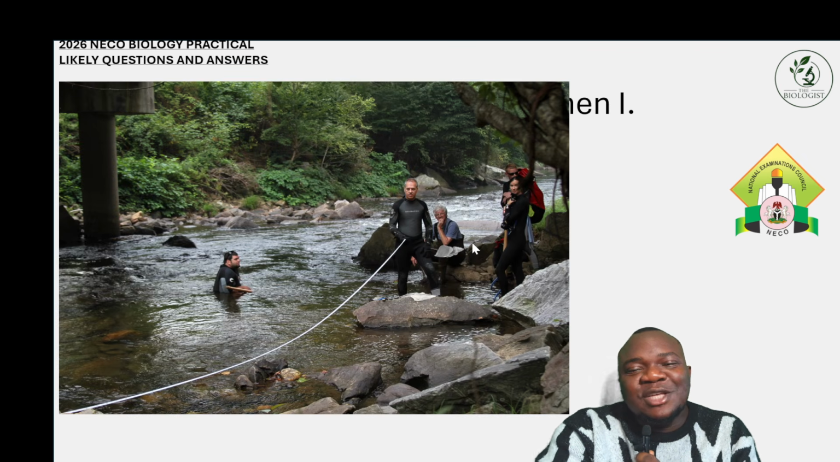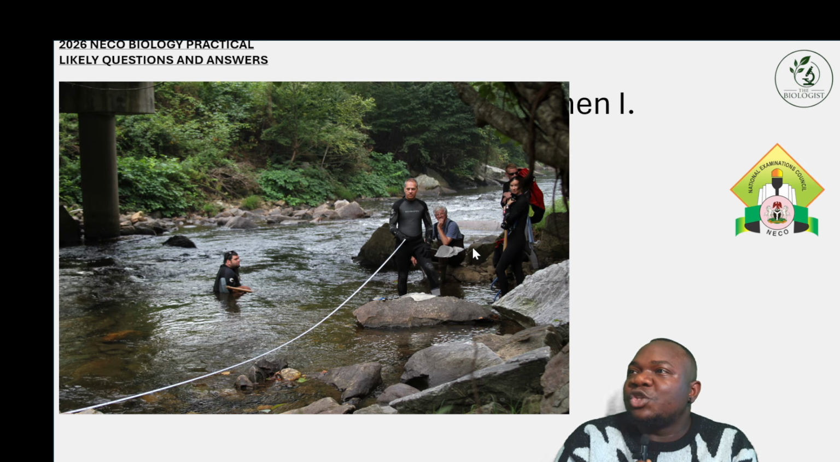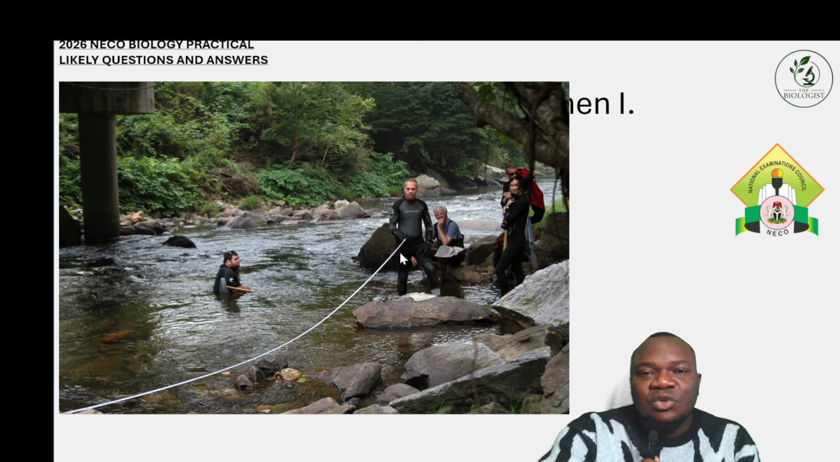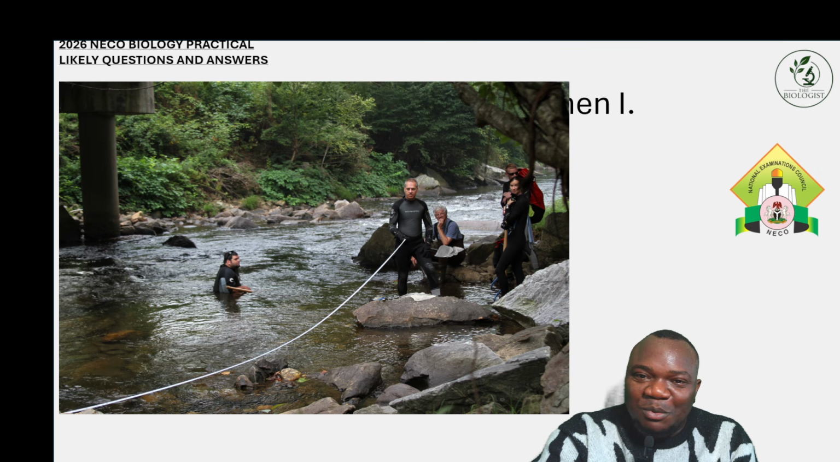So in case they ask you which other tool in ecological tools you can use in place of quadrant, it's called transect. Transect. So this is a transect. A very good example of a transect. So I just say, okay, let me just give you the information in case anything happen, they ask you for something like this.